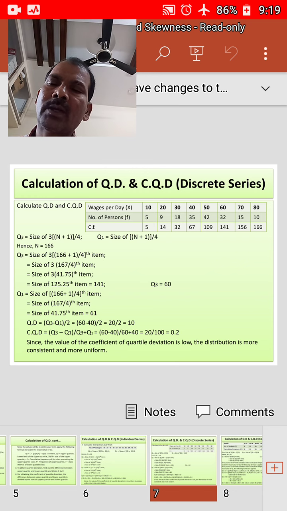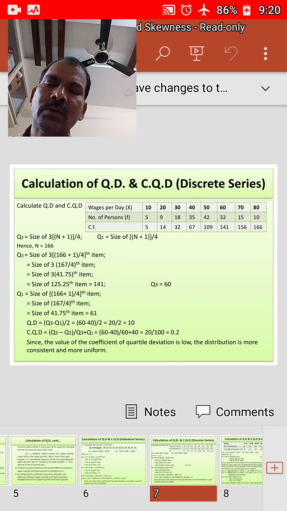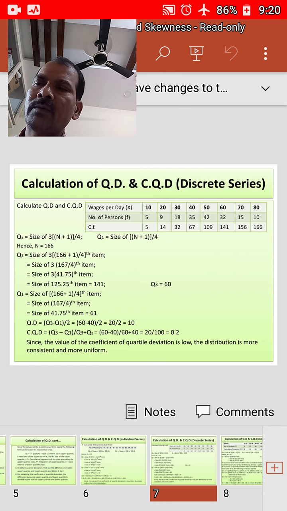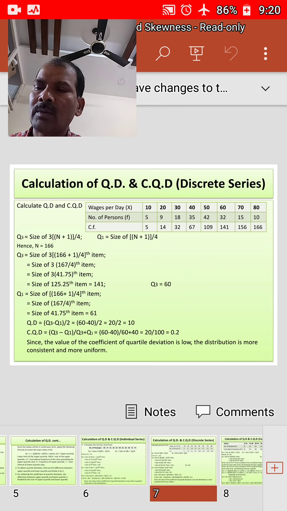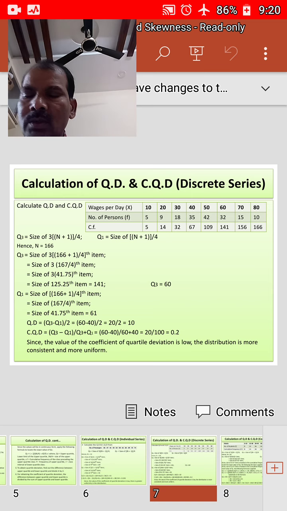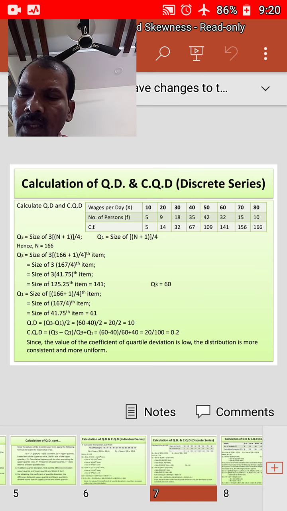For brand B, we consider n is equal to 286, we know that. Q3 is the size of the third item, that is 3 into 286 plus 1 by 4. 287 by 4 is 71.75, which into 3 is the 215.25th item. If you locate the same in the cumulative frequency of brand B, you will get 233. The 215 will be in the 233. The 233 corresponding value is 250. 250 bulb hours. Q3 will be the same for brand B also.